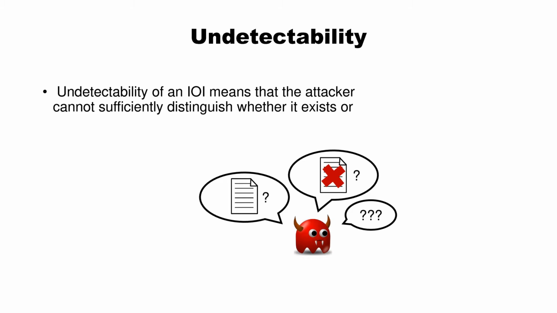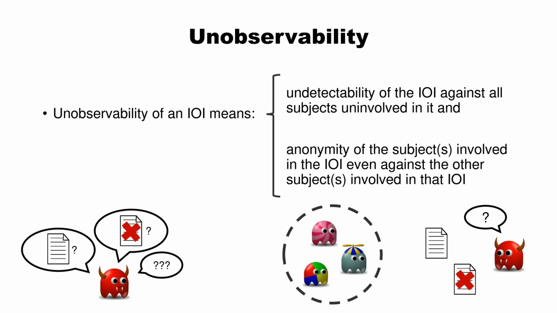Stronger than undetectability is unobservability. Unobservability of an IOI, or item of interest, means the undetectability of the IOI against all subjects involved in it, so not only against the attacker, but against all subjects, and the anonymity of the subjects involved in the IOI, even against the other subjects involved in the IOI. It means that you don't know if it exists or not, and that counts for everyone, and there's anonymity regarding those that are involved in it, so you don't know who actually did that or may potentially have done that, or if this event existed or not.